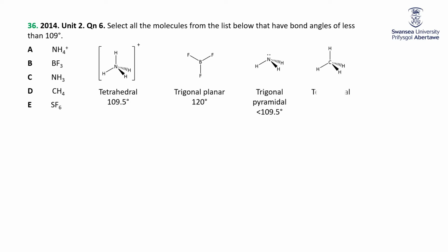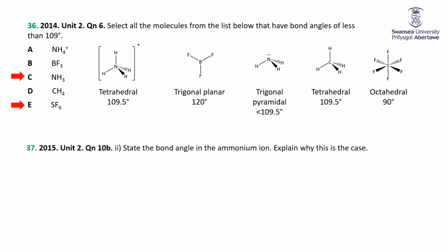CH4, like NH4+, is a perfect tetrahedron with 109.5. And finally SF6, again not quite sure why this is on the syllabus because it just pops in without any real context or further discussion that would be appropriate, but sulfur surrounded by the 6 fluorines makes a perfect octahedron in which the angles are 90 degrees. So those that are less than 109.5: the trigonal pyramidal at about 107 and the octahedron at 90, C and E. Ammonium was a popular choice of the examiners.